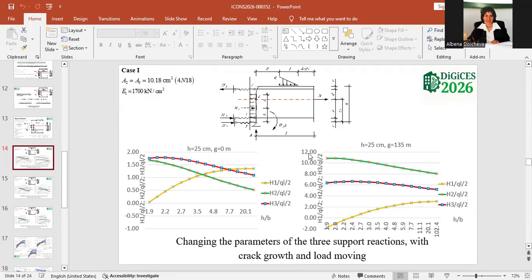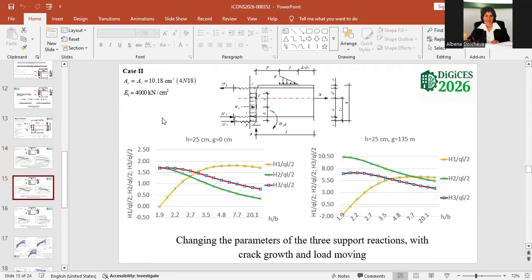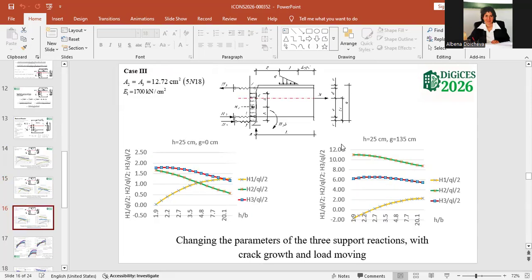It's about 12 part of our load. Case 2 gives us information that H1 is bigger than in the first case, and when we have case 3 with more reinforcement, then H1 is smaller, but H2 and H3 again are bigger.